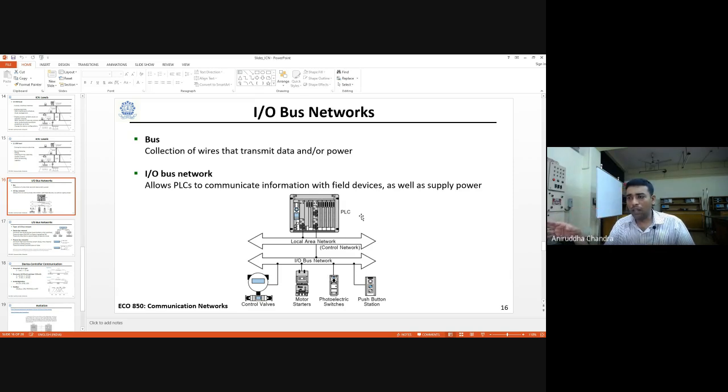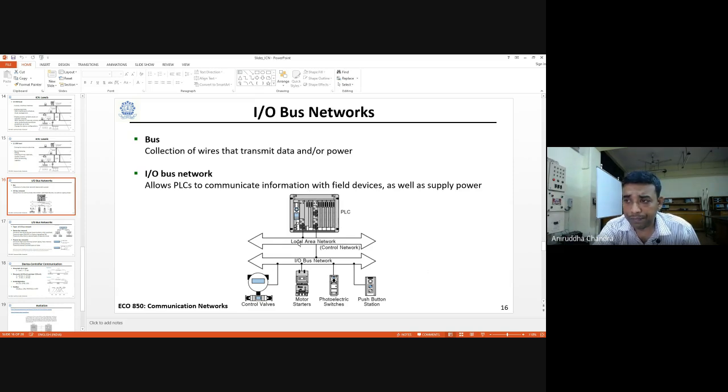Well, at the L1 layer, we can see the control valves, the motor starters, the photoelectric switches, the push buttons. These kinds of things are at the lowest level, and this PLC is an electronic device which is on the L3 level. So in between there are these two. First, there is a local area network, or LAN, which is controlling all these things, and this control network is connected to a bus network which is directly connected to this. So this is how this whole thing goes on.